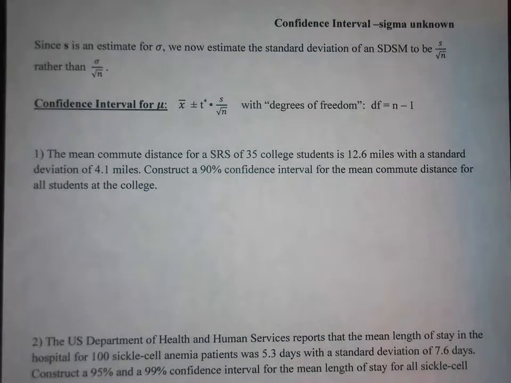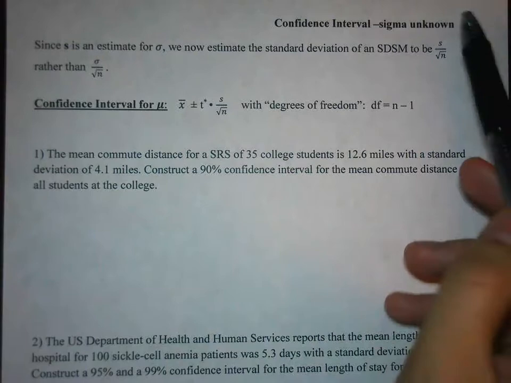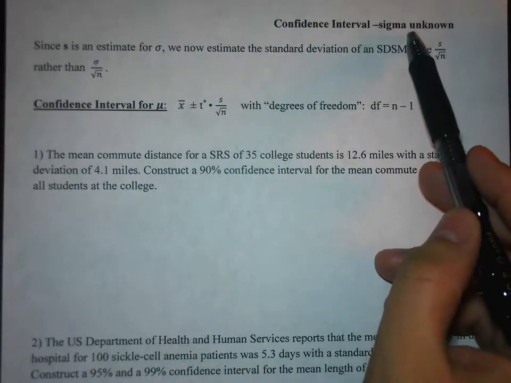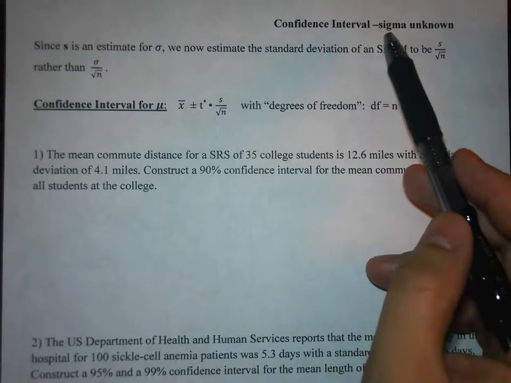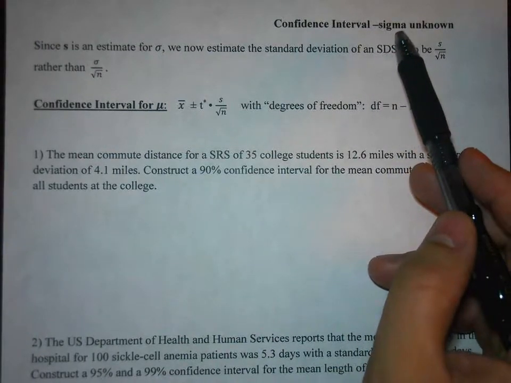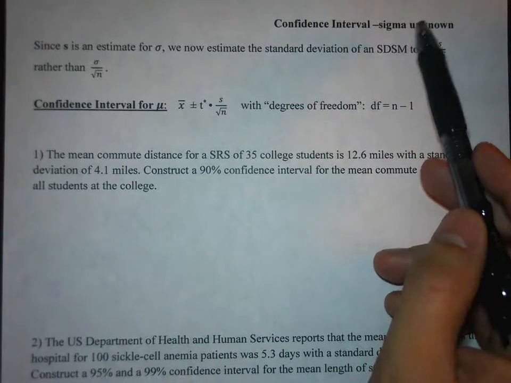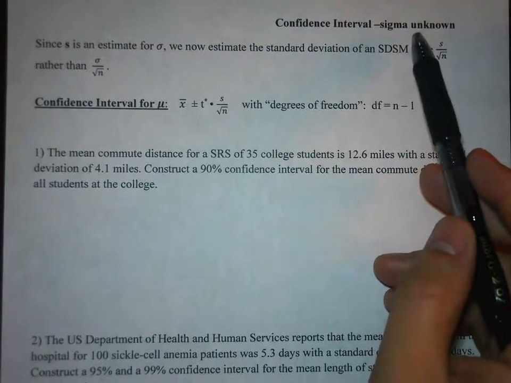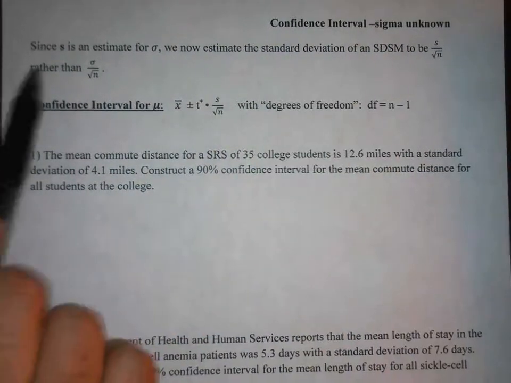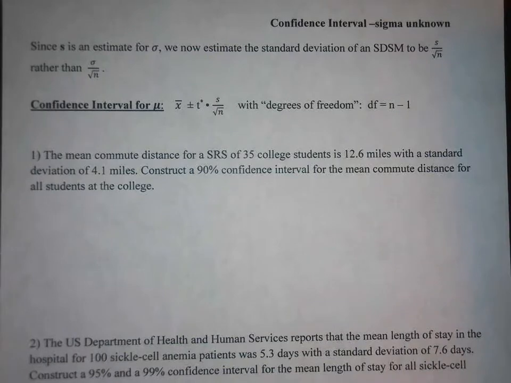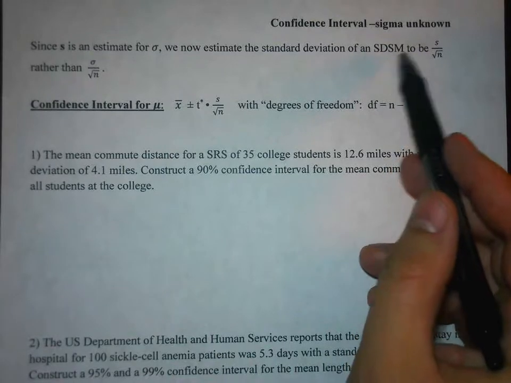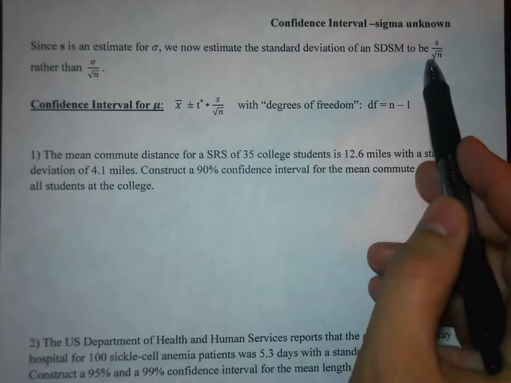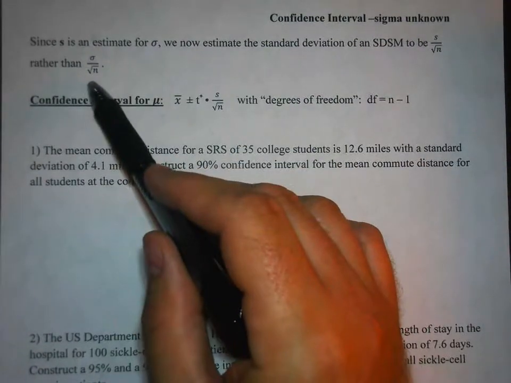Here we're going to look at constructing a confidence interval with sigma unknown. So this is the major difference when you construct a confidence interval and perform a hypothesis test, whether you know sigma or not. So here, sigma is unknown. Since s is an estimate for sigma, we now estimate the standard deviation of the sampling distribution of sample means to be s over the square root of n rather than sigma over the square root of n.